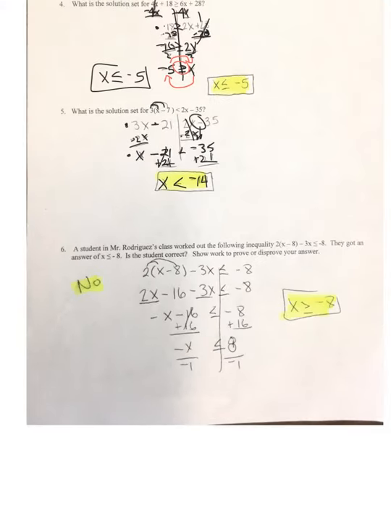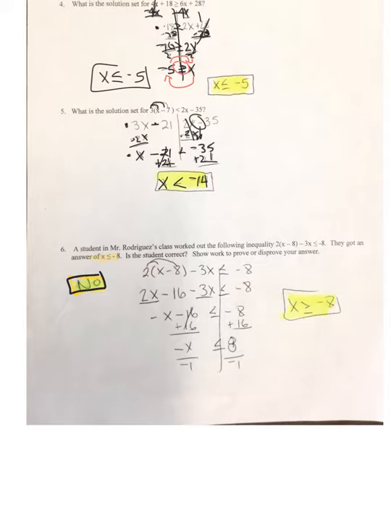It's a question. A student in Mr. Rodriguez's class works out the following inequality. They got an answer of x less than or equal to negative 8. Is the student correct? So first off, it's a yes or no question. And you see the answer there, but we'll show you why. It says show work to prove or disprove your answer. So let's take their equation.